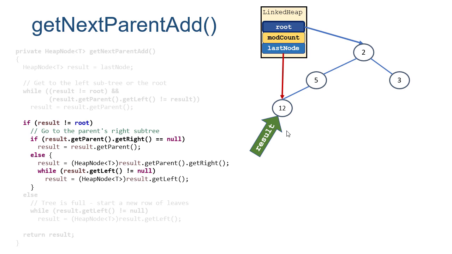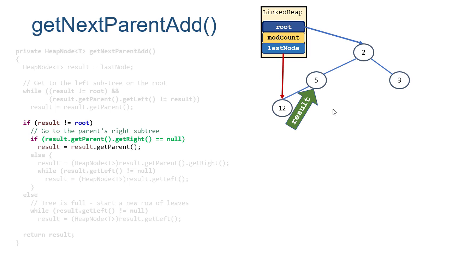Then, if the result is not the root, which it's not, the first thing we're going to do is check to see, does the parent have a right child? And in this case, it doesn't, so we're going to set the result equal to that parent, and we'll see an example that uses the else case later. We have 2 else cases that we've already dealt with, so we don't need to handle those now, and we're going to return the result. And you can see this will be the next parent because you'll add to the right child here.